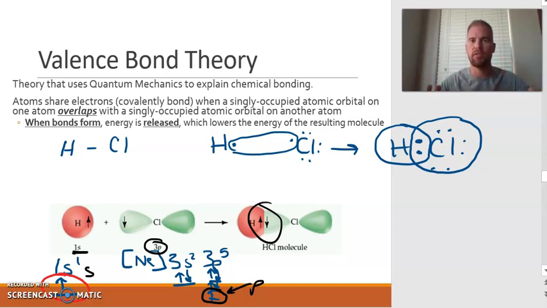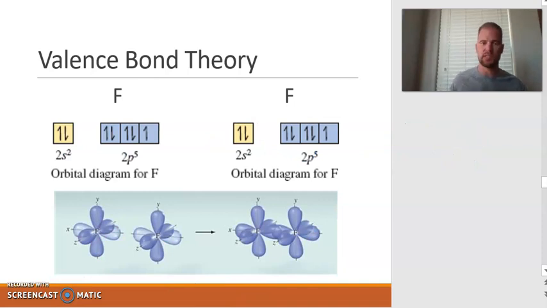So the key thing I want you to understand from this theory is that in order for 2 atoms to actually come together and bond, to share those electrons, each atom needs to have a singly occupied orbital in order for it to overlap and create that bond, right? If the orbital is empty or if it's filled with 2, it can't bond. So that's the key thing. Let's look at one more example so you can see what I'm talking about.